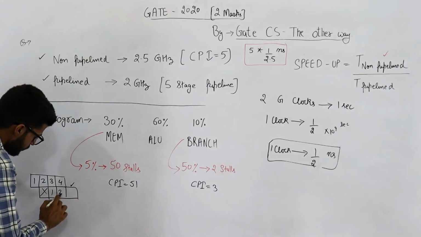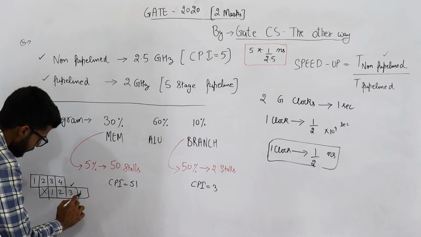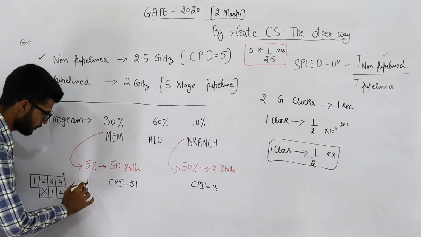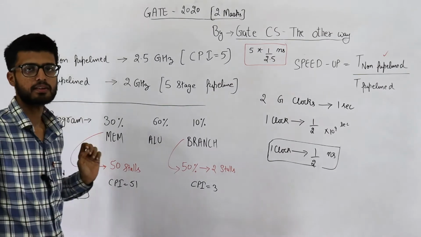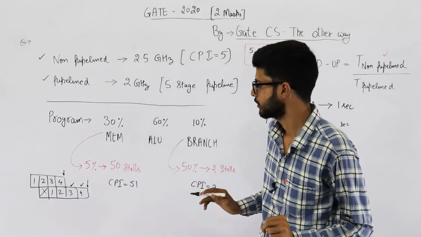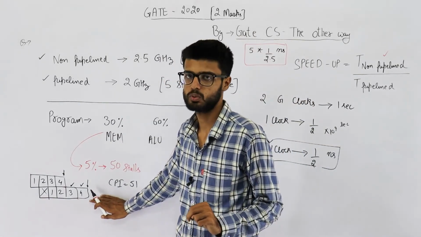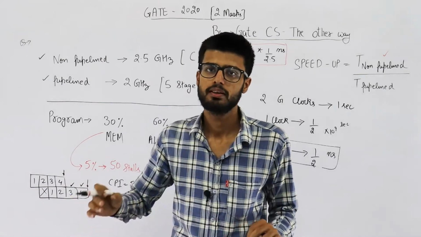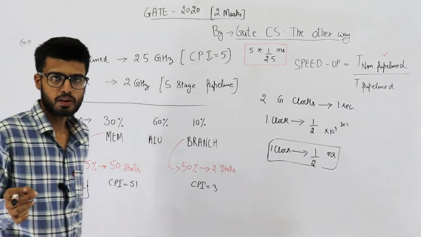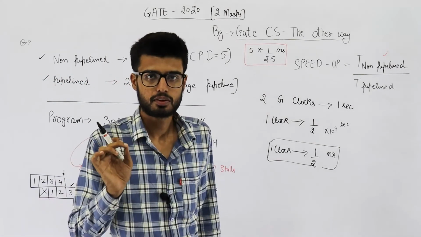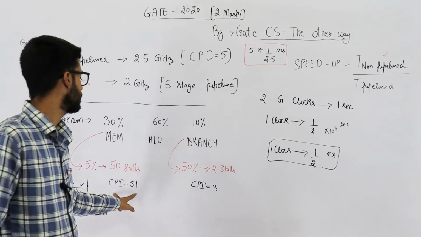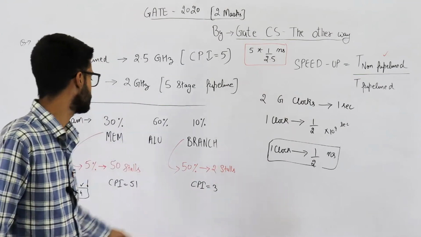Now it will be 1, 2, 3 and 4 like this. You can see between completion of two consecutive instructions, there are two clock cycles. So on average, each instruction uses two clock cycles. That's why CPI is 2. Stalls were 1, CPI is 2. So you can conclude that number of stalls plus 1 gives us the CPI. That's how I can write CPI 51 and CPI 3 for these two cases.